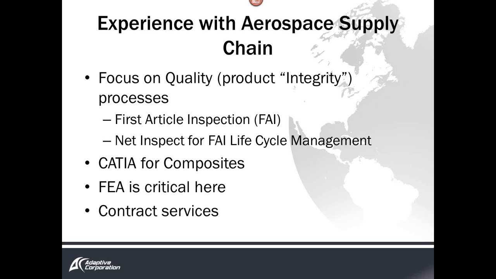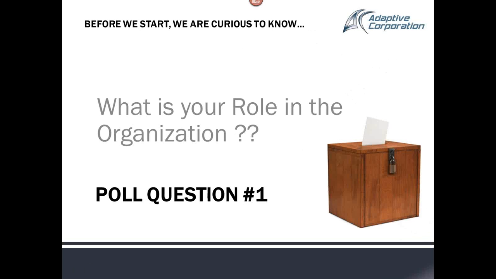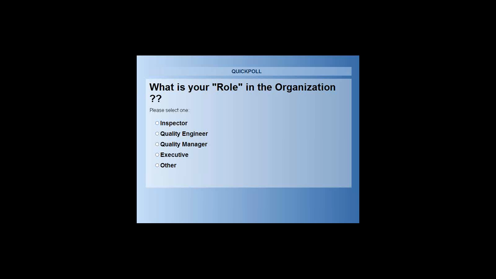And now our first poll. So let's try this, and assuming that we can do this correctly. Our first poll, and what we're going to ask you to do is, if you would, select one of the answers on the screen in front of you, and we'll share the results of this back with everybody on the webinar so that you get a general feel for the kind of audience that we have here today. So first, what is your role in the organization? Are you an inspector, a quality engineer, quality manager, executive, or some other role in the organization? And again, this will help us make the webinar a little bit more relevant.